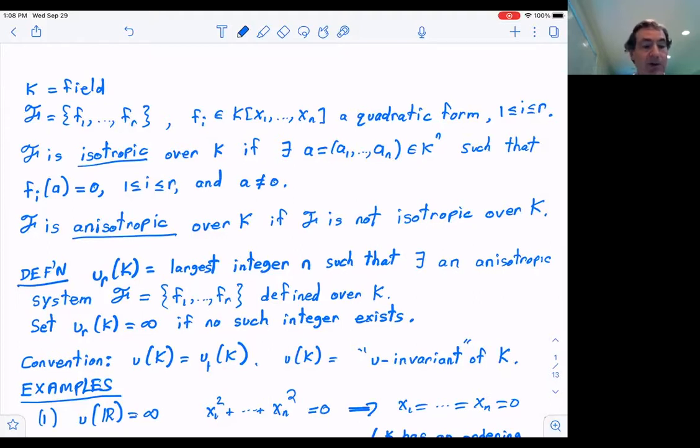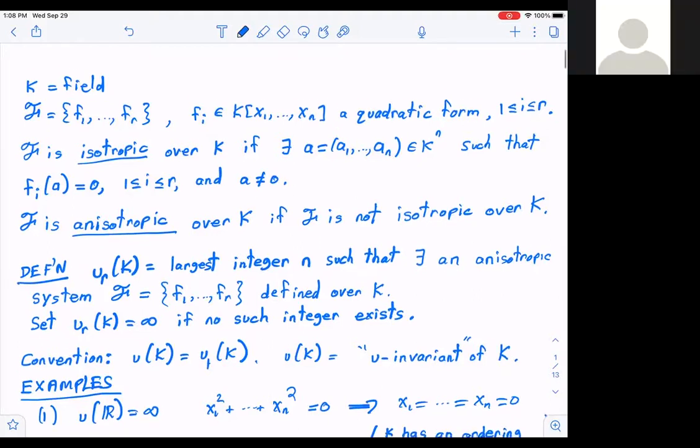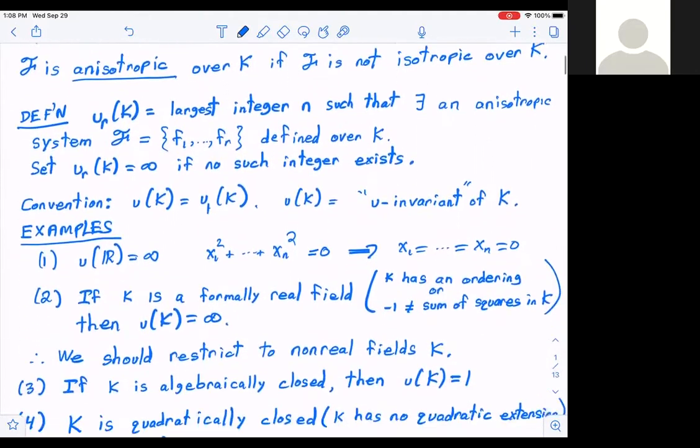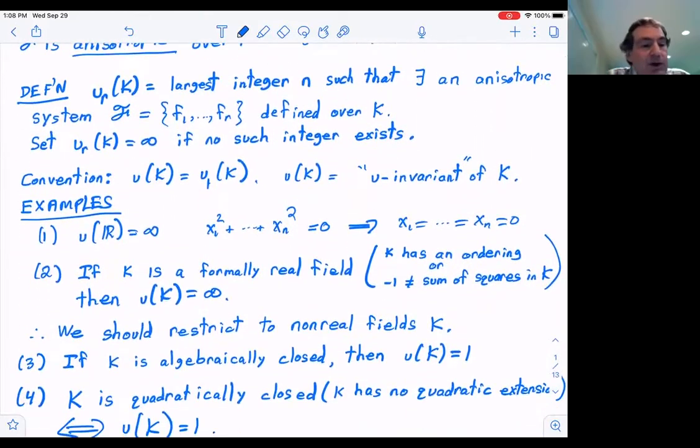So let me start with examples here. The first thing is, over the real numbers, the U invariant is infinity, because as you can see, if I look at x1 squared plus ... plus xn squared equals 0, clearly the only way you can have a 0 is if each of the variables is 0, the trivial 0.